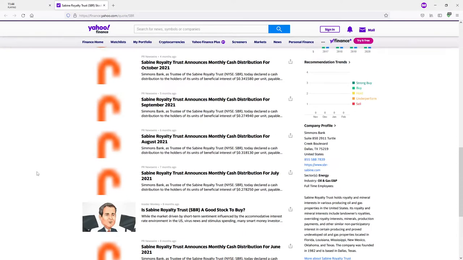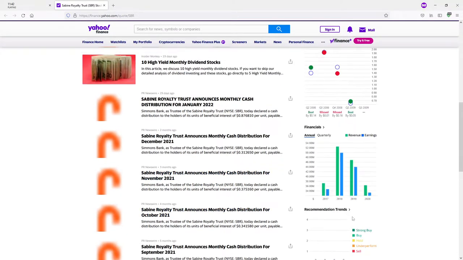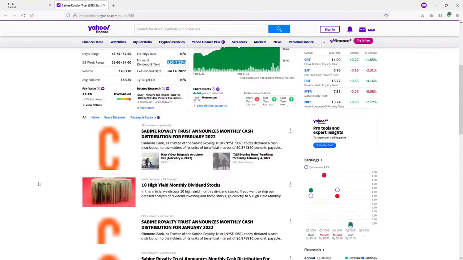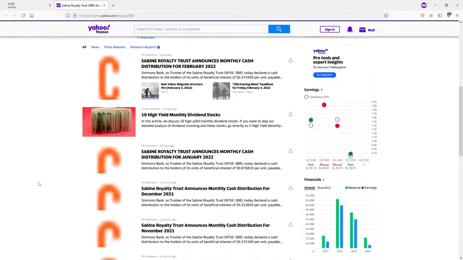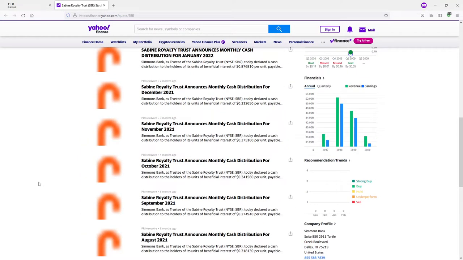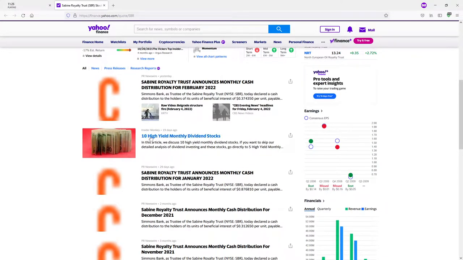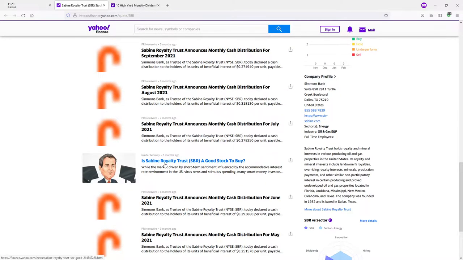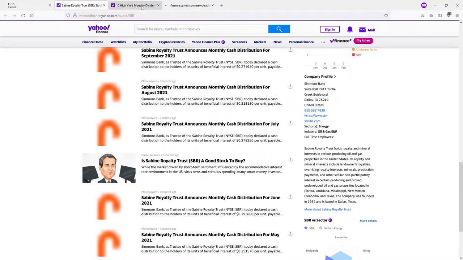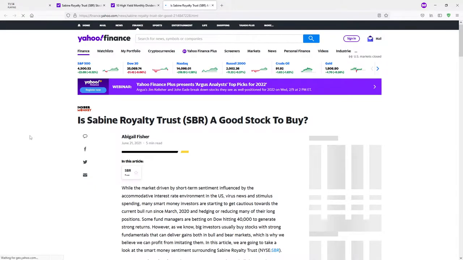Really? I don't have any articles for the actual earnings reports? That's kind of strange. I was hoping to read those. Aside from announcements about cash distributions, there's literally only two articles here I can read. Let's read this one from Insider Monkey about 10-year and high-yield monthly dividend stocks, and this one, also from Insider Monkey, asking 8 months ago if the stock is a buy. Let's first see what they thought 8 months ago.